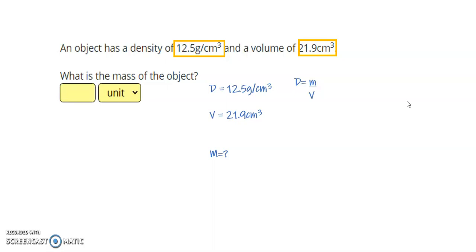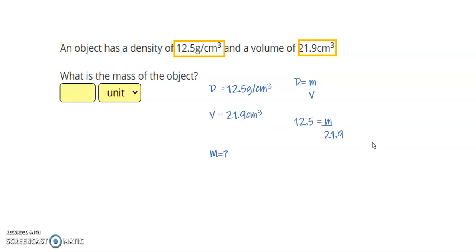You know the equation that has D, M, and V, and it's D equals M divided by V. You can plug in what you know. What you don't know, leave as a variable. D is 12.5 grams per cubic centimeter. You write the equal sign. M we don't know. V is going to be 21.9 cubic centimeters. So there it is.